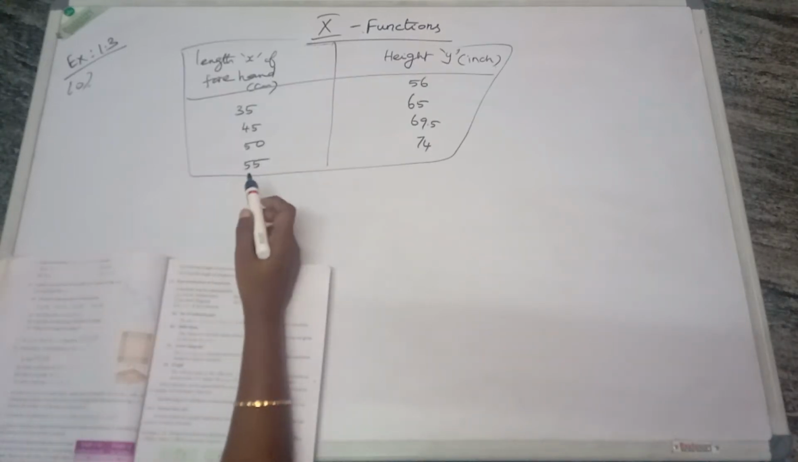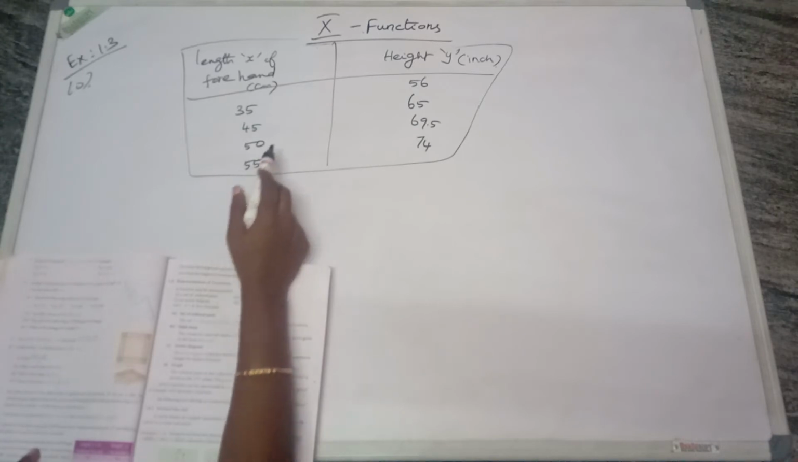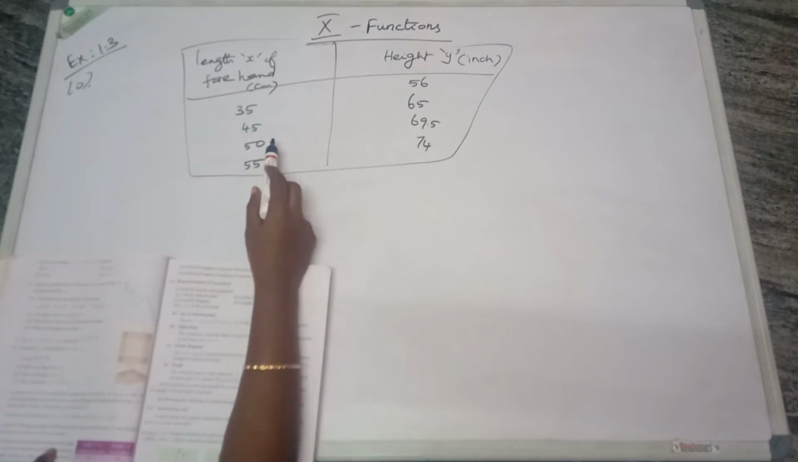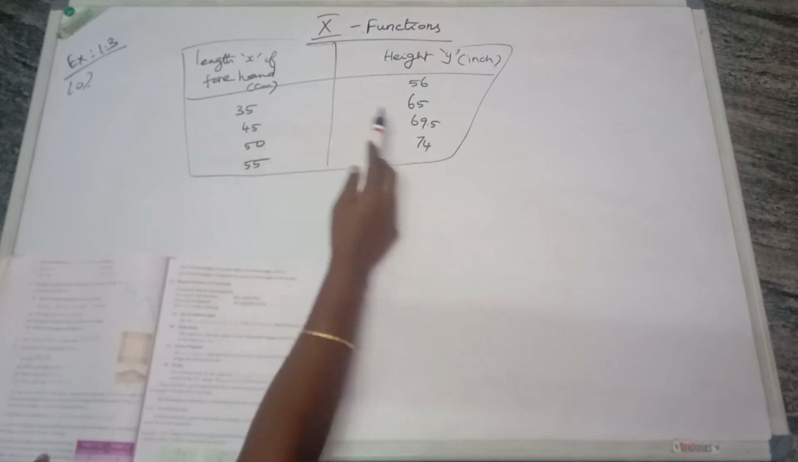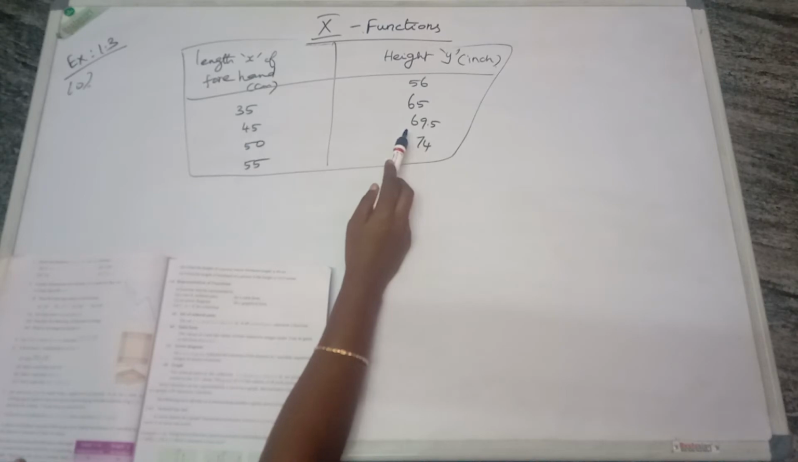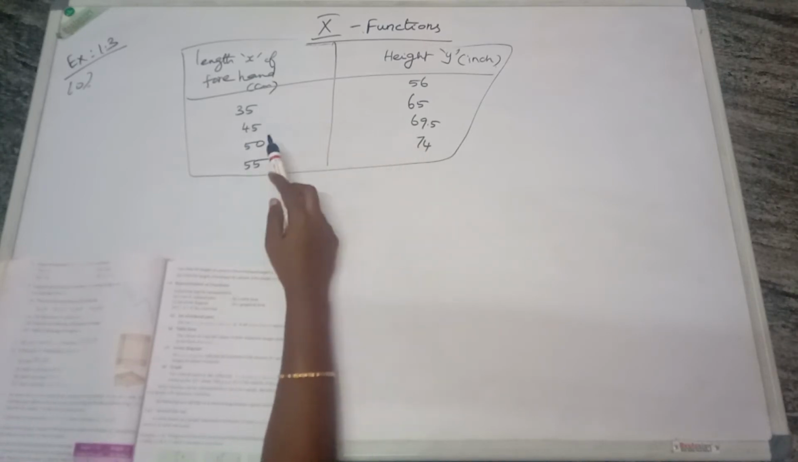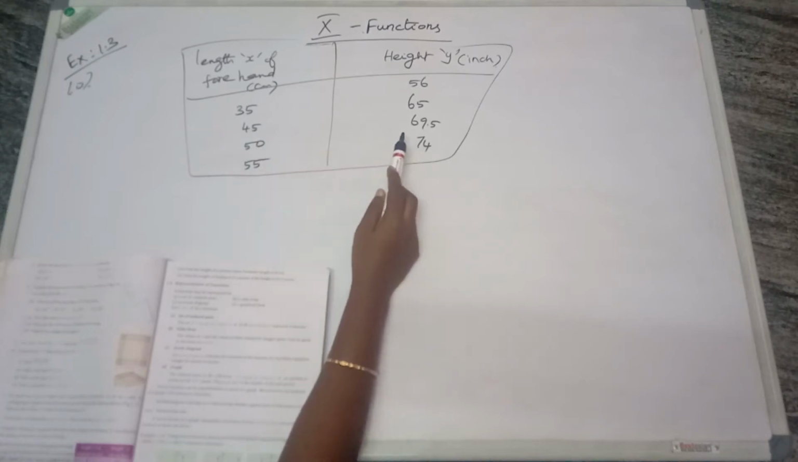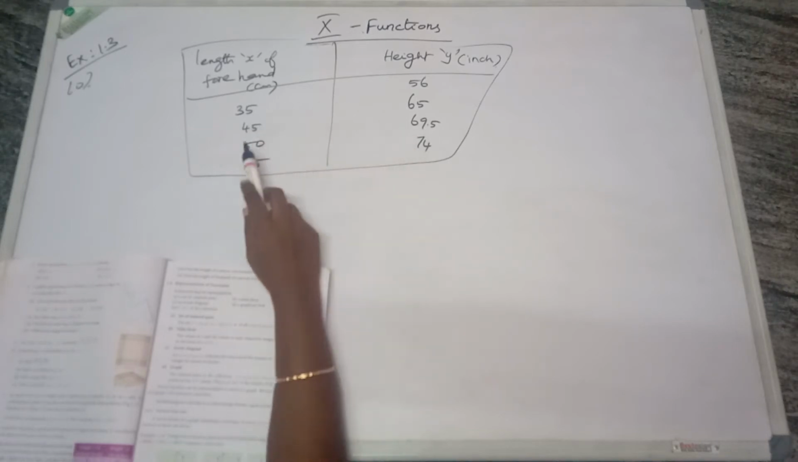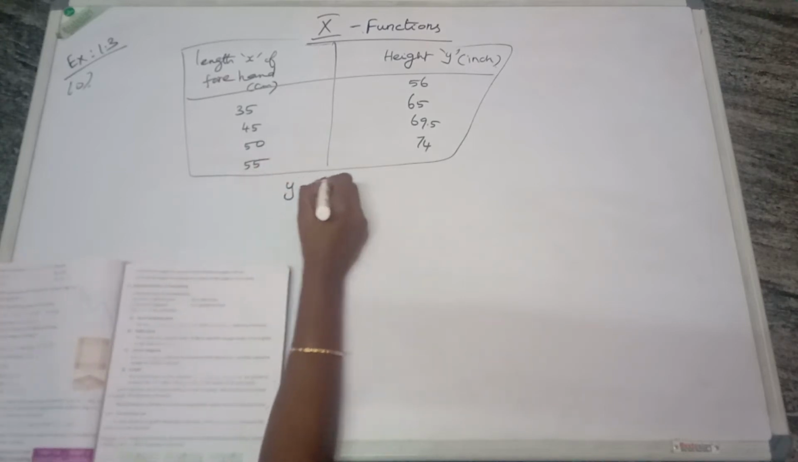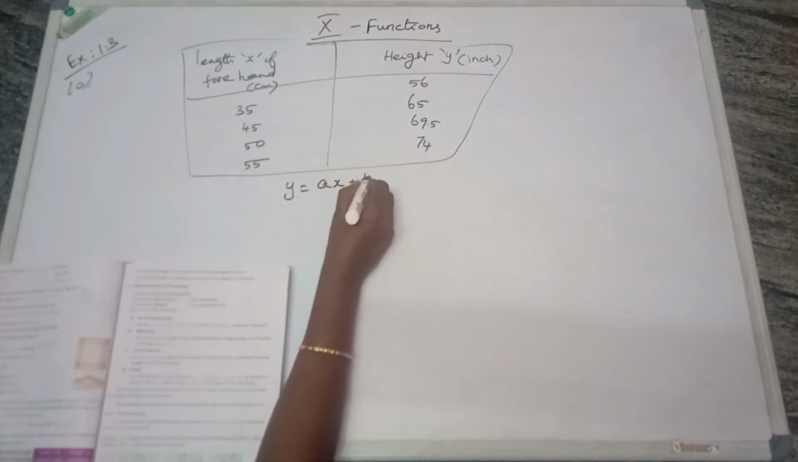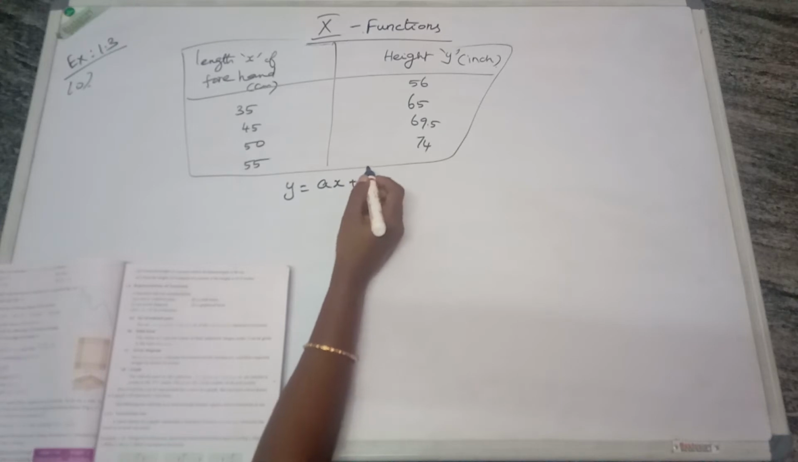See the 10th one. The data in the adjacent table depicts the length of the person's forehand and their corresponding height. Based on these data, a student finds a relationship between the height y and the forehand length x as y equal to ax plus b, where a and b are constants.